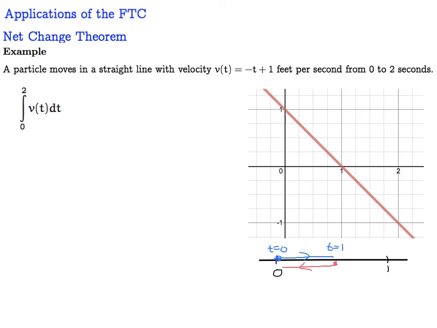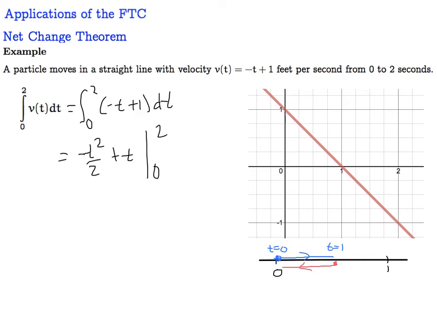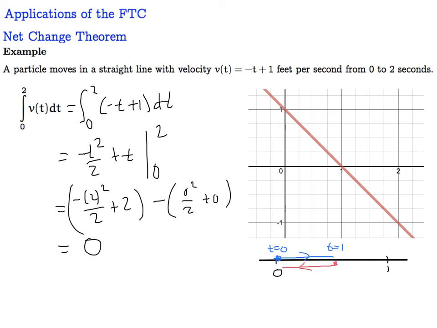So the integral of the velocity function from 0 to 2 is going to equal the integral from 0 to 2 of negative t plus 1 dt. And by the fundamental theorem of calculus, this will be negative t squared over 2 plus t evaluated at 0 and 2. And then we can substitute our numbers in. So let's see what happens. When we put a 2 in there, we get negative 2 squared over 2 plus 2 minus 0 squared over 2 plus 0, which gives us in total, once we run all the calculations, 0.